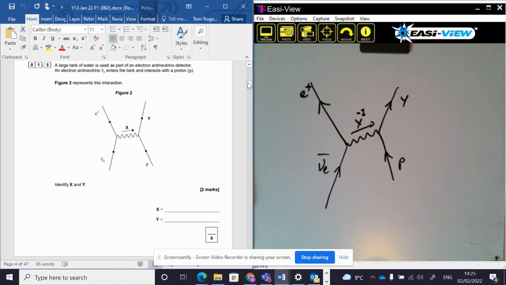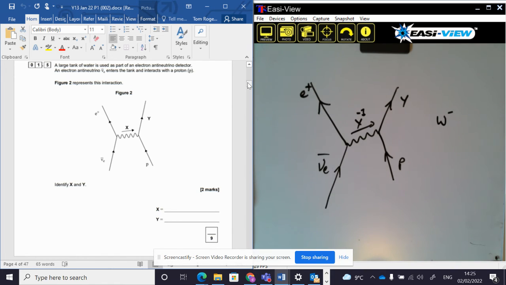It'll be a boson, and it's a negatively charged boson, so a force-mediating or fundamental interaction mediating particle with a negative charge. There's only one of them that exists, and that's the W- boson. So X is a W- boson.